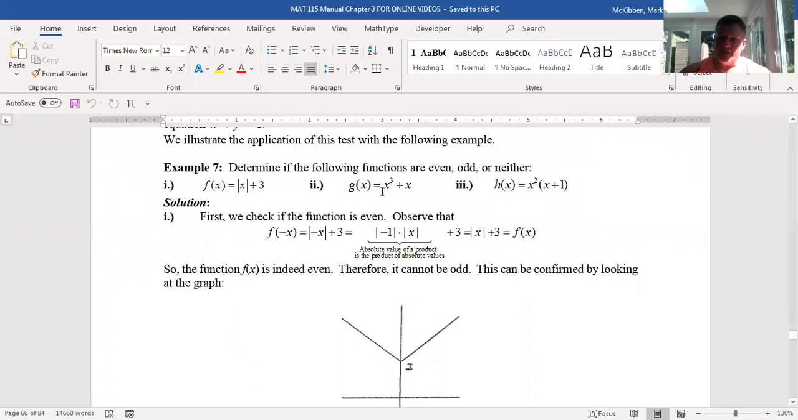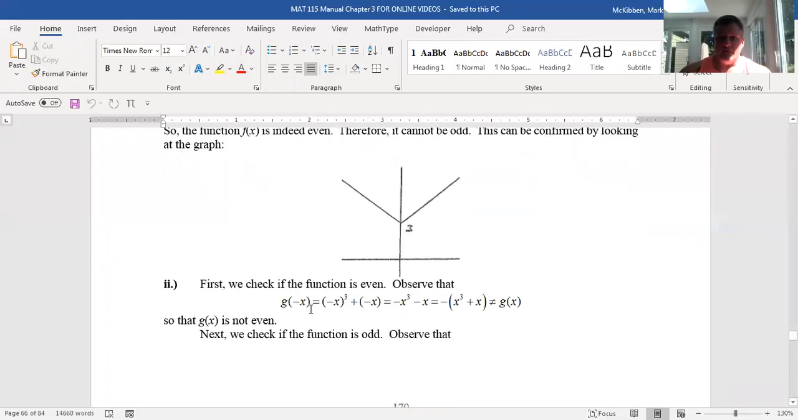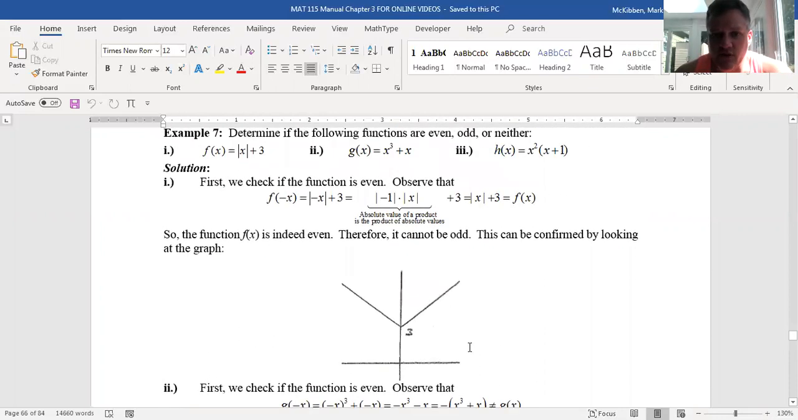If you do that same thing here, all right, let's see what happens. g of minus x is equal to this guy, but if I simplify that, negative x cubed is just negative 1 times x cubed. I could yank the negative out, right? But that's not equal to g of x, right? g of x is without the negative sign.